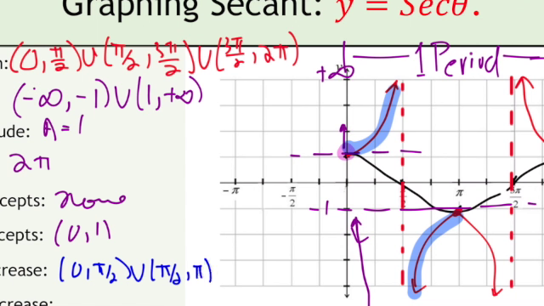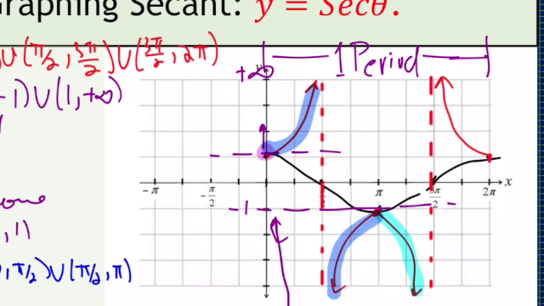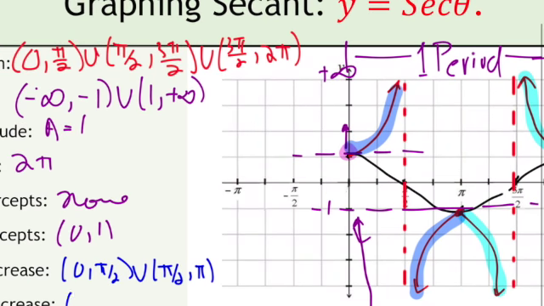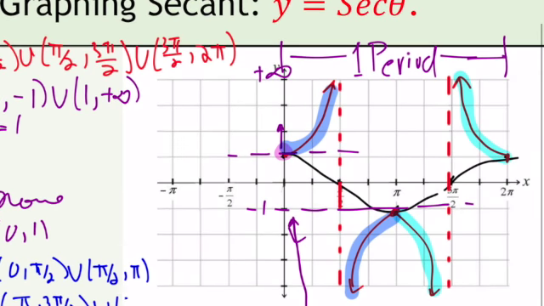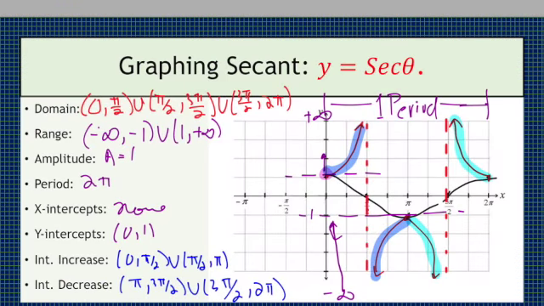Then for decreasing, let's highlight everything decreasing in light blue. This is decreasing, and this is decreasing as well. So we've got from pi all the way to 3 pi over 2, and then from 3 pi over 2 all the way to 2 pi. Done.